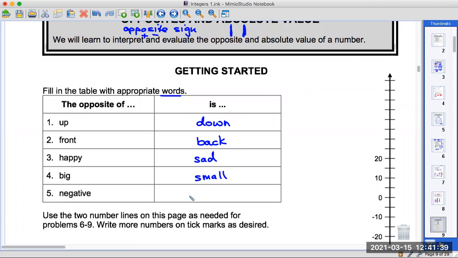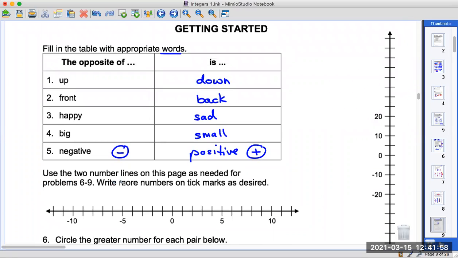Negative, positive. Now in math, negative means a number less than 0. That's our symbol for negative. Positive means a number bigger than 0. This is the symbol for positive. Okay.